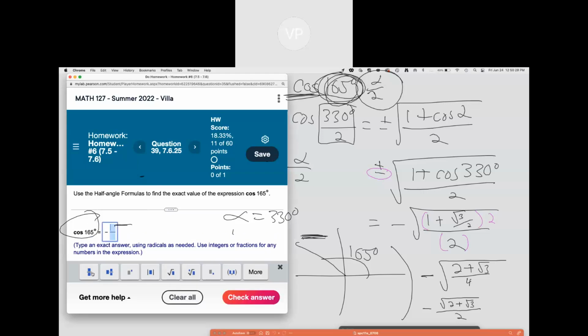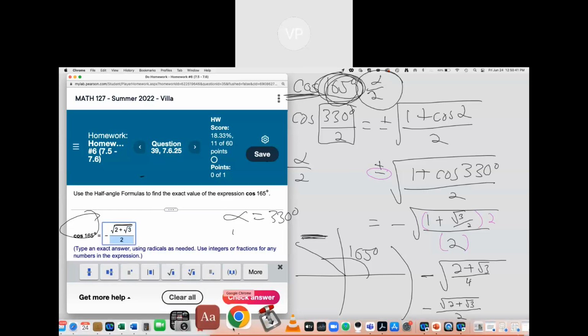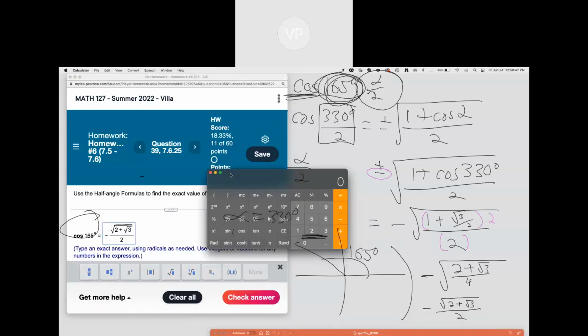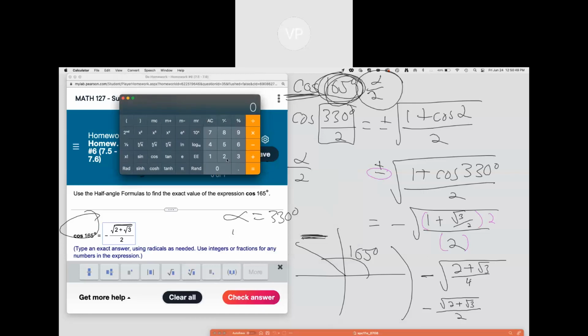We have negative, fraction button, the square root of 2 plus the square root of 3 all over 2. And before I check my answer, I'm going to try one thing and see if this is going to work or not. Okay, I won't call it a cheat. It's a smart way to check your work. All right, let's try this.